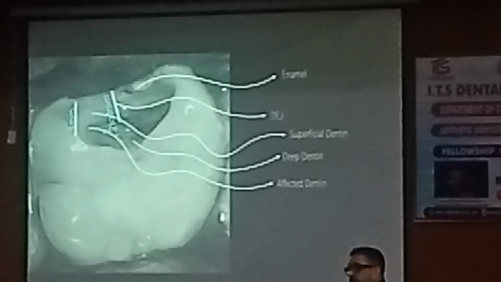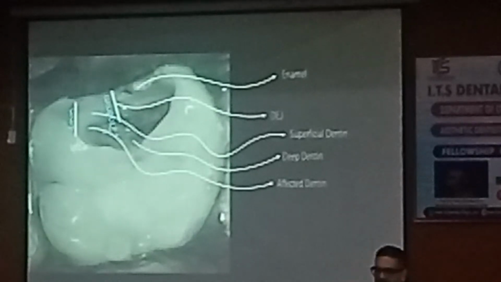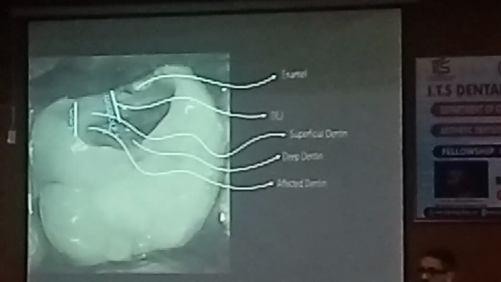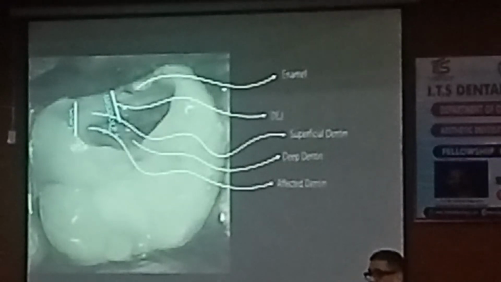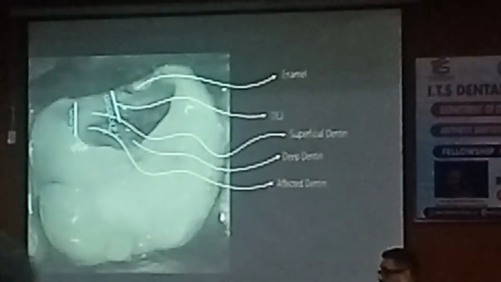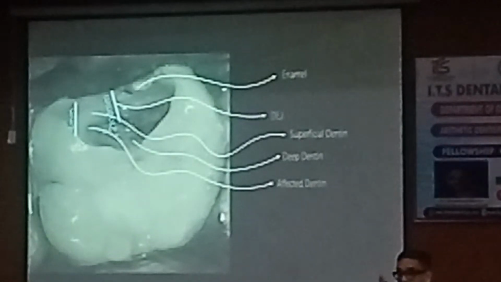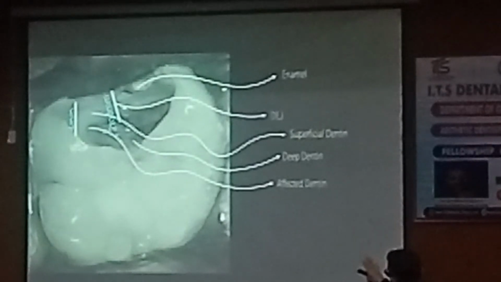So you can use your loops, not expensive at all. You can get those loops. Loops are wonderful, and if PGs have microscopes, please start using them. Okay. That enamel will change your treatment plan, treatment objective, and the number of years the restoration is going to stay inside the mouth. So you have enamel, you have dentinal enamel junction, you have superficial dentine, you have deep dentine, and we have affected dentine.